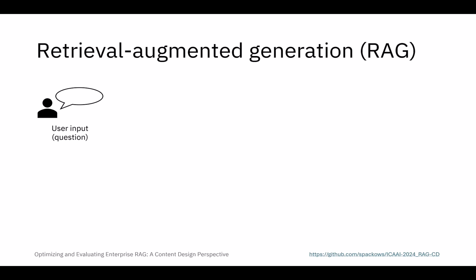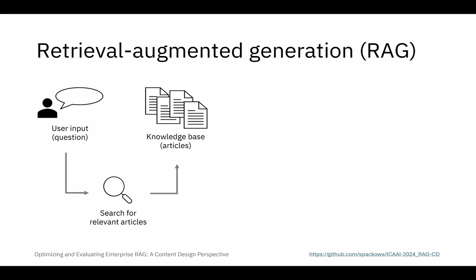Retrieval-Augmented Generation, or RAG for short, is a popular method for using large language models that can help ensure that the output is more accurate and less likely to be a hallucination. You can use RAG for different kinds of use cases, but in this presentation, I'm going to focus on the question answering use case. When a question comes in, the first thing you do is search a knowledge base for relevant content. In our case, our knowledge base is product documentation, and the content that's in there are individual articles.